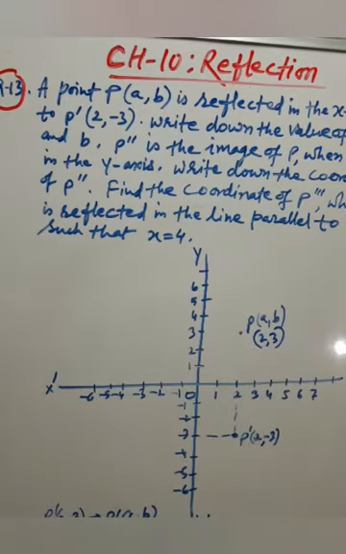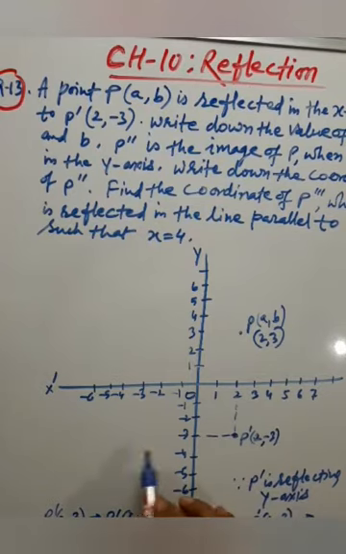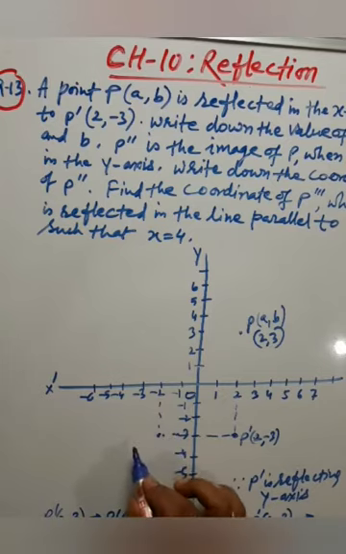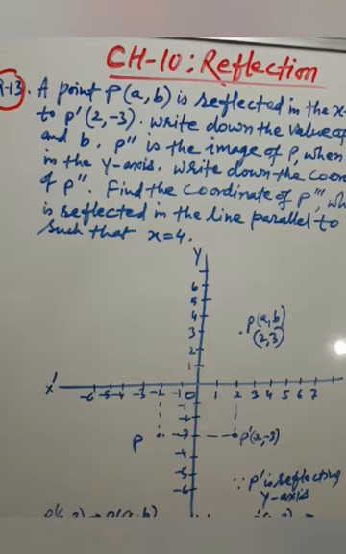Clear? Now next, again P dash is reflecting in y axis. Since P dash is reflecting in y axis, P dash means 2 minus 3 is reflecting in y axis, so it will come this side. So it is 2, this is 3 and this is 2. So the image will be from here. So this is P dash. The image will be P double dash.